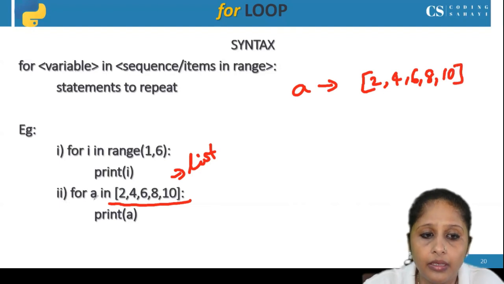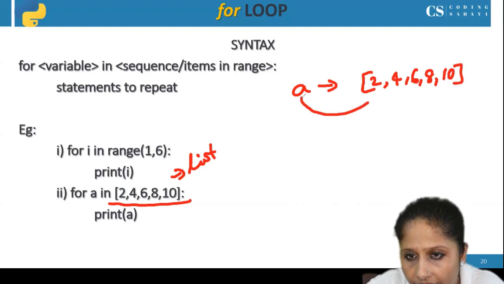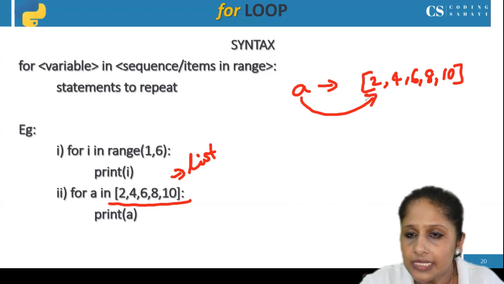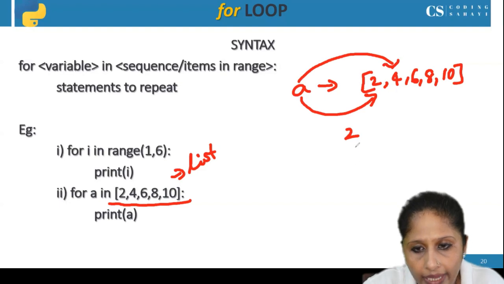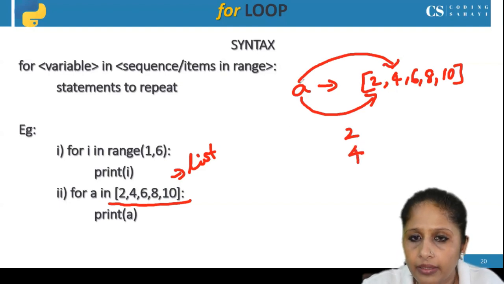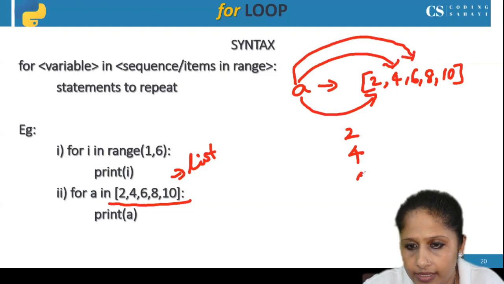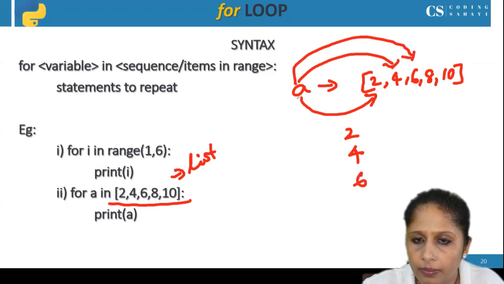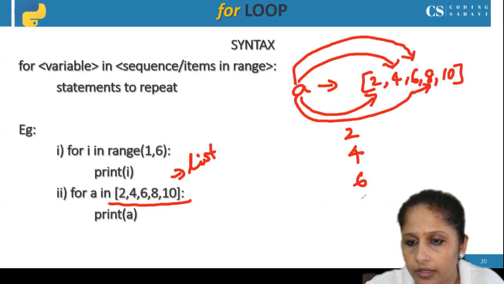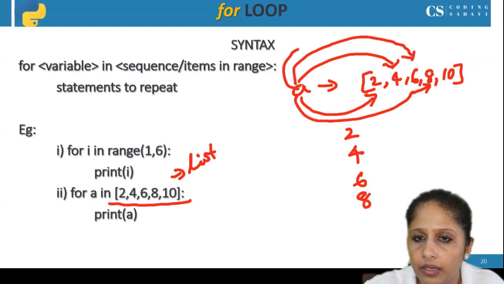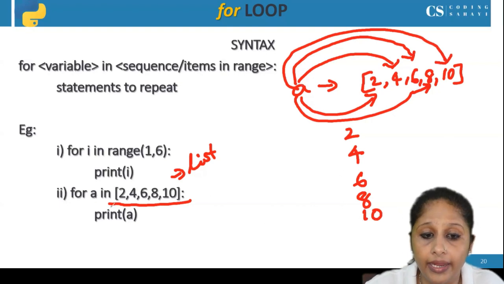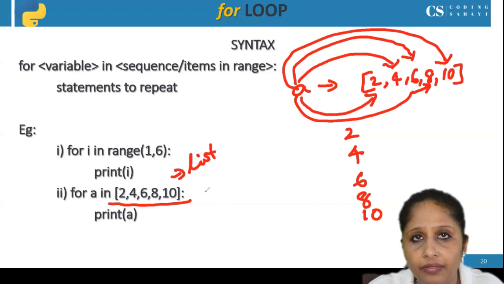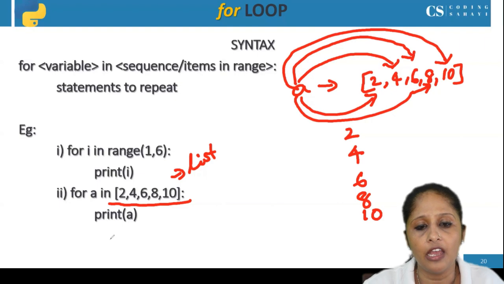When this for loop executes the first time, A gets the value 2. Then that 2 will be printed. Again it comes back and A gets the next value 4. So that 4 will be printed. Then going back, A gets the value 6. That 6 will be printed. Then again going back, A gets the value 8. That 8 will be printed. Then A gets the value 10. So that will be printed. Again it goes back and checks whether A has any other value. After 10 we don't have any value. The list is over. So it will come out of the loop.